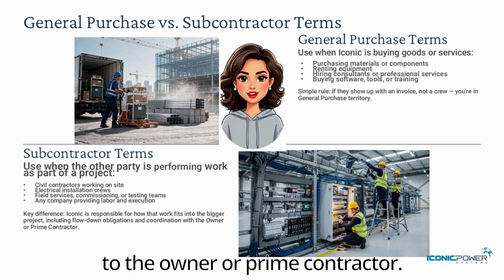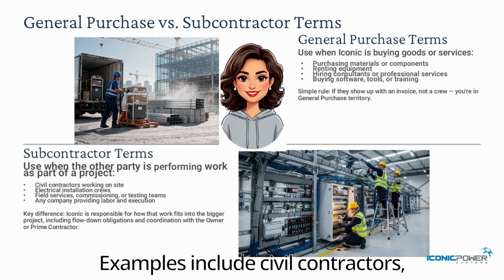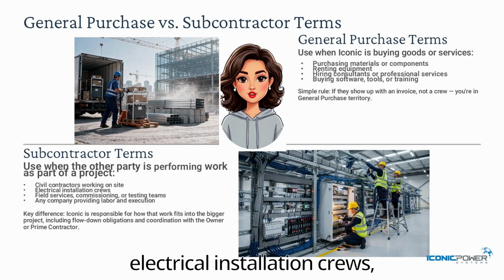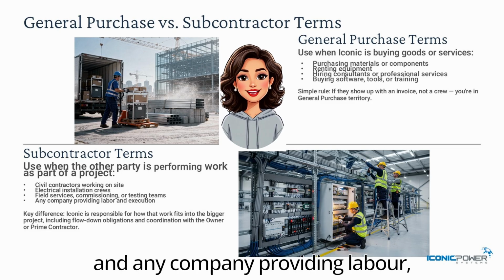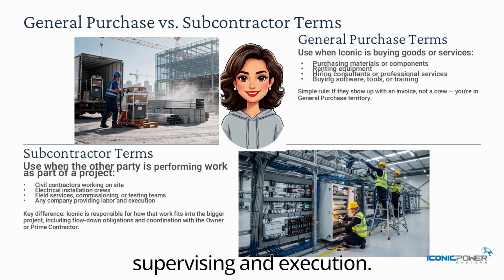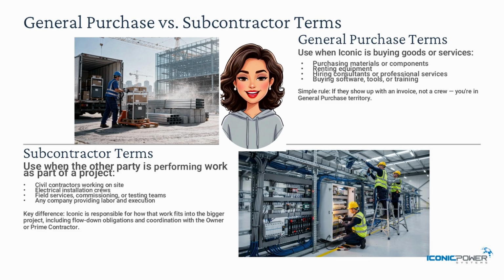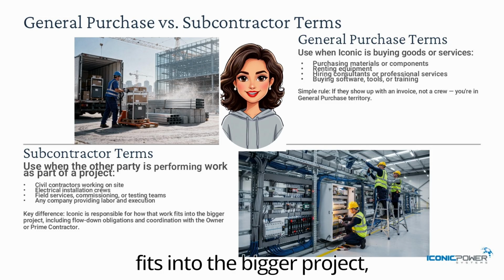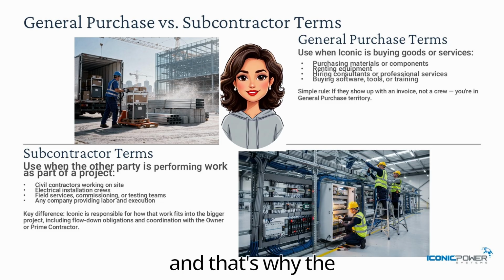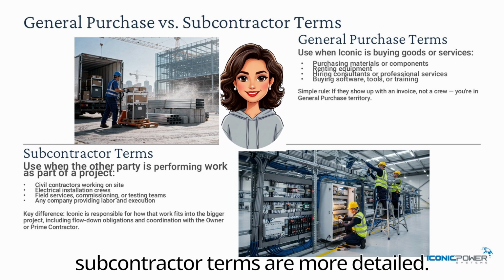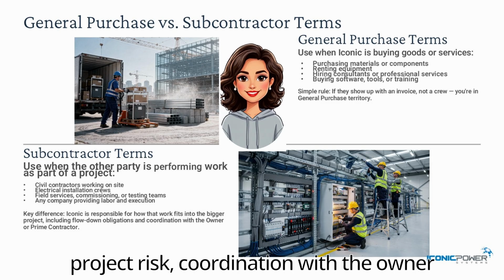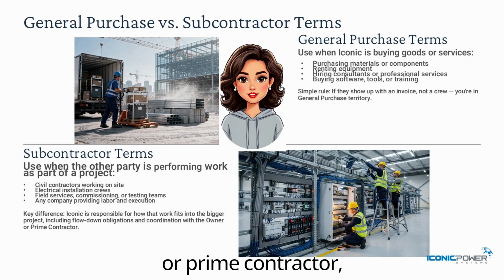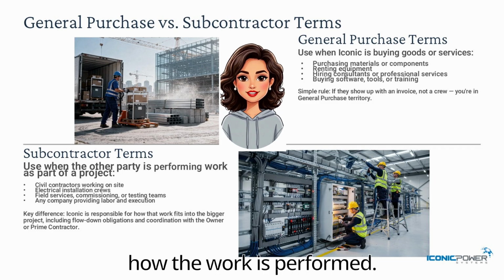owner or prime contractor. Examples include civil contractors, electrical installation crews, field services, commissioning or testing teams, and any company providing labor, supervising, and execution. In this scenario, Iconic isn't just buying something. Iconic is responsible for how the work fits into the bigger project, and that's why the subcontractor terms are more detailed. They deal with things like flow down obligations, project risk, coordination with the owner or prime contractor, and responsibility for how the work is performed.